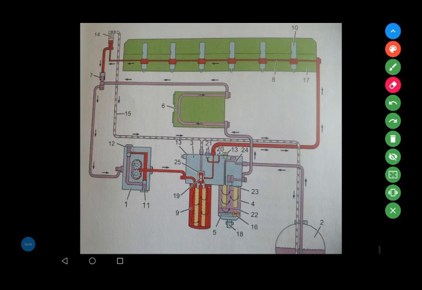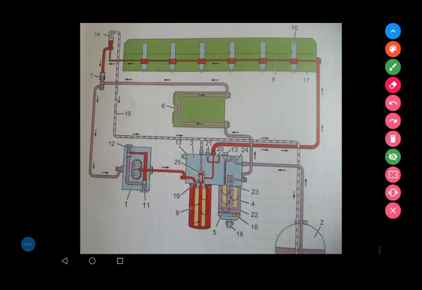Number 21 is the fuel pressure sensor, and 22 is an optional heater. It is a water separator or water trap heater. Number 23 is the outlet of the pre-filter, and number 24 is the non-return valve of the manual hand pump, and 25 is also a bleeding valve. So these are the names of all the individual components.